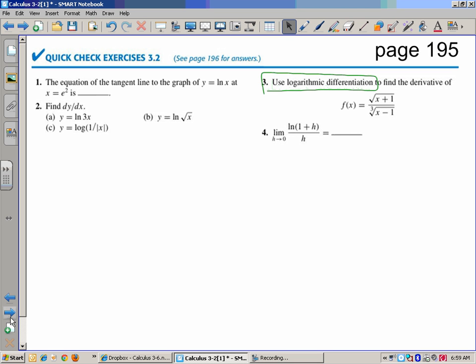Okay, so page 195 for the quick check. Make sure if there were any questions in your notes, especially on the last example, don't hesitate to ask tomorrow in class. All right, good luck.